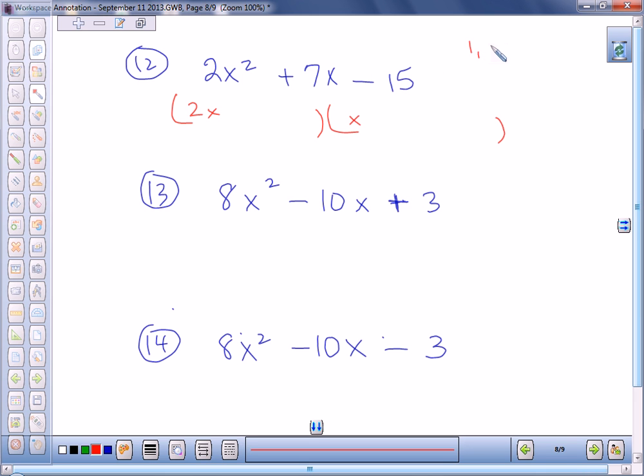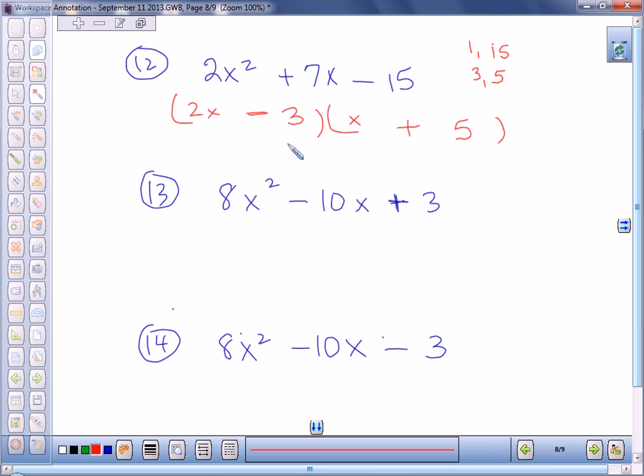So if I do 1 and 15, I need to get a 7. That would give me 15 and 2, can't make 7 out of that. 30 and 1, can't make 7 out of that. So 1 and 15 doesn't work. So let's try 3 and 5. So if I do 5 here, that's 10, and 3 here, ooh, 10 minus 3 is 7. So I need to make it a -3 and a +10 to give me the +7. Plus 5.